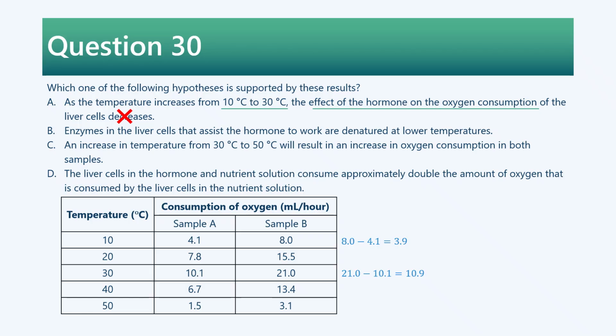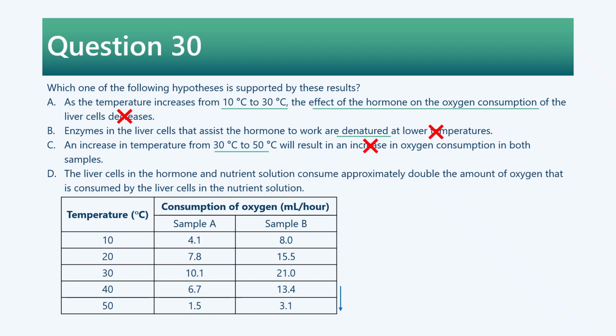B is incorrect. Enzymes undergo inactivation, slower kinetic energy at collisions, at lower temperatures, not denaturation. Denaturation occurs at high temperatures, above 30 to 40 degrees Celsius. C is incorrect. From 30 degrees Celsius to 50 degrees Celsius, oxygen consumption decreases dramatically in both samples, from 10.1 down to 1.5 in sample A, and 21.0 down to 3.1 in sample B.